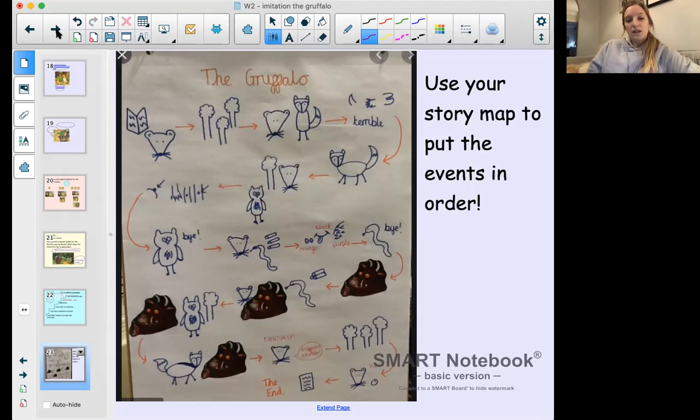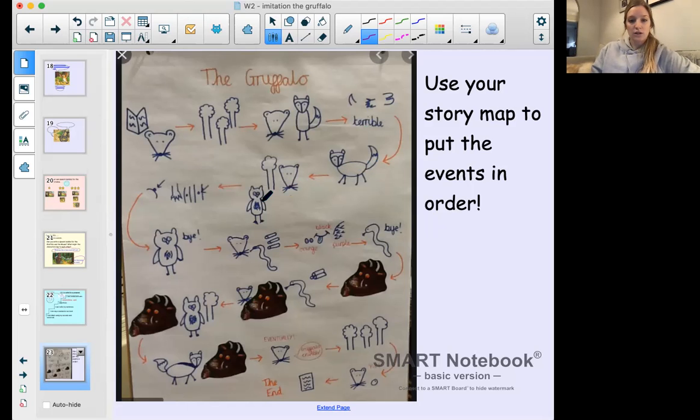So one sunny day, the clever mouse went for a stroll in the deep, dark woods. First, the mouse met a sly, sneaky fox. "Where are you going?" asked the fox. "I'm going to have lunch with a Gruffalo," said the mouse. "Oh no, a Gruffalo is terrible," said the fox, and the fox ran away.